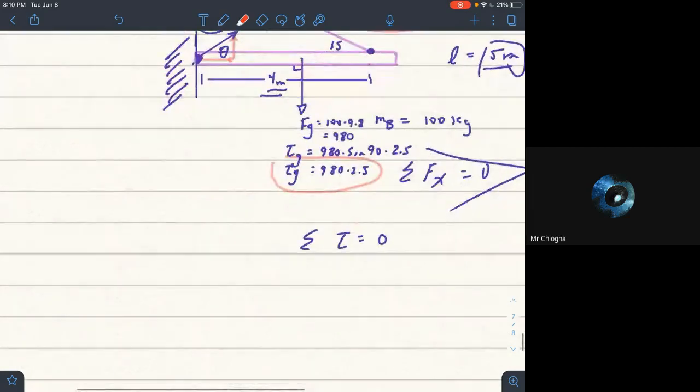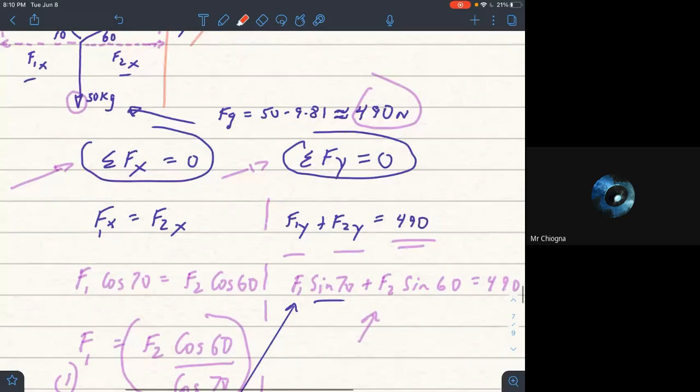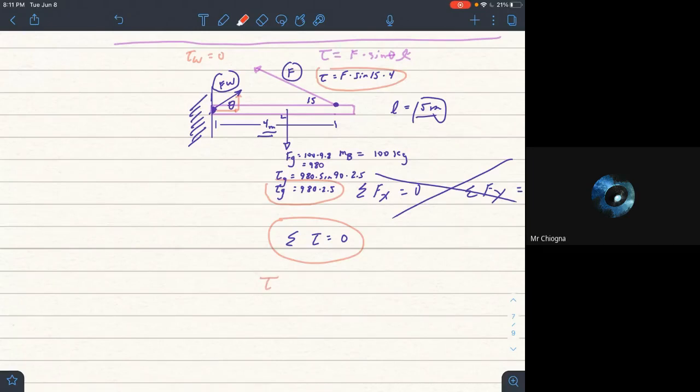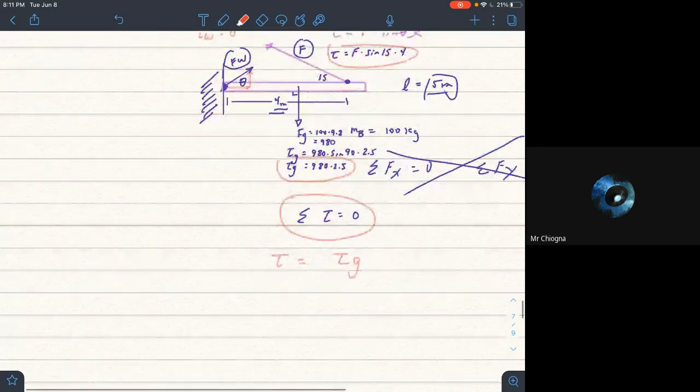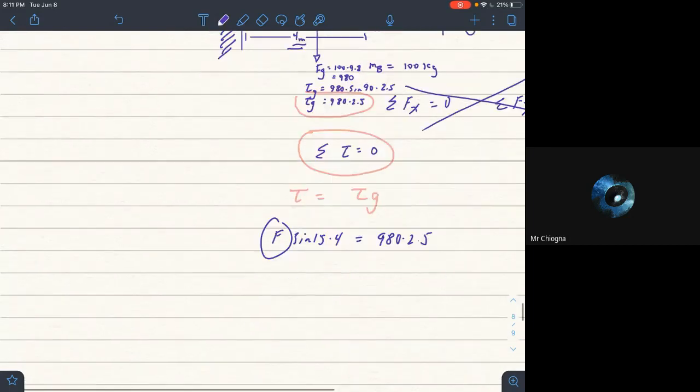So all we have to do is, what does this say? It says the torques balance. If there's two torques, all you have to write down is tau is equal to tau G. They balance. That's it. Well, you have to write out the expressions, but that's the main physics behind it. So it's F. You write this one down, is equal to tau G, which is 980. You could plug it all in and calculate F. That's done.